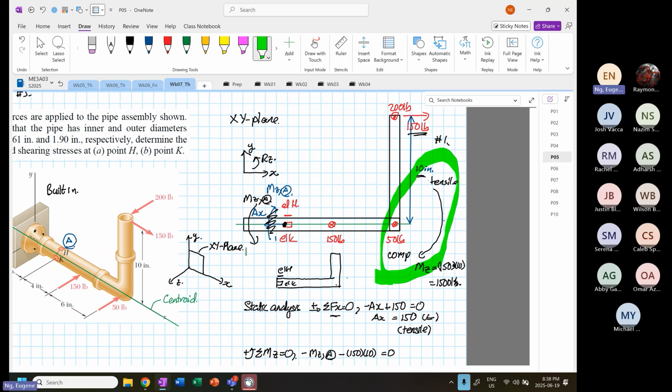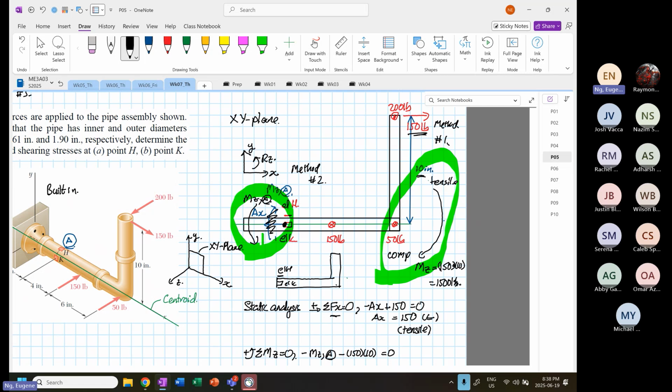This over here is method number 2. You use static analysis. You decide which one you are more comfortable with. If you are more comfortable using static analysis, do it. But you have to know what your positive shear and your positive bending moment direction are.